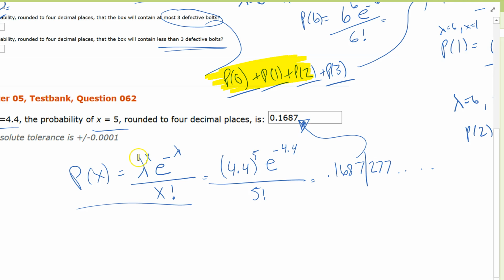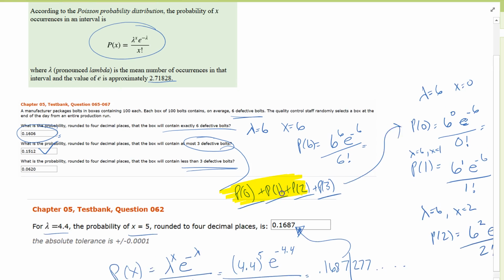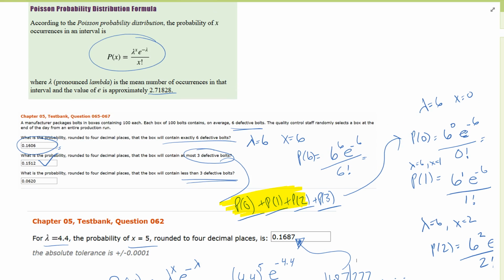So to remember, lambda is the mean number of occurrences; in this case, lambda is 6. X is going to be the one you want to find. So exactly 6, x would be 6. At most 3, you have to find x is 0, x is 1, x is 2, and x is 3. And if you want less than 3, you have to find x is 0, x is 1, and x is 2, and add those numbers together.